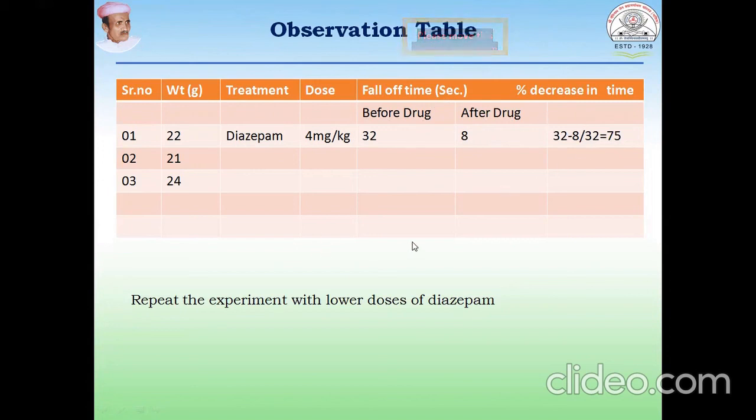Now repeat the experiment with a lower dose of diazepam, or if you have any unknown drug, you can use the unknown drug, and in this way you can calculate the percent decrease in the time, which gives you the index of muscle relaxation.